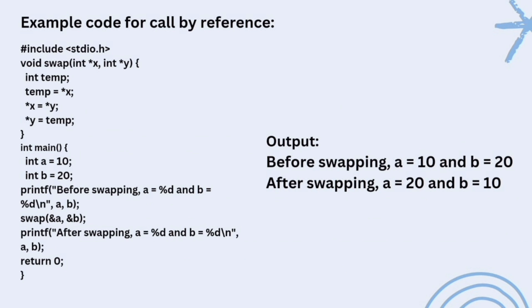in the main function. When the swap function returns, the values of the variables a and b in the main function have been swapped. Here in the output, we can see that before swapping, the value of a is 10 and b is 20, and after swapping, the value of a is changed to 20 and b is changed to 10.